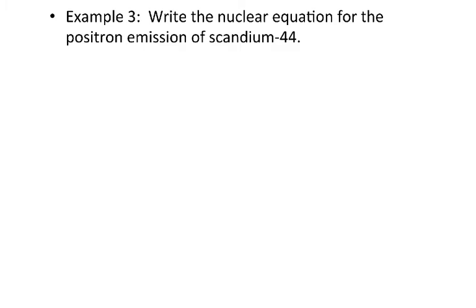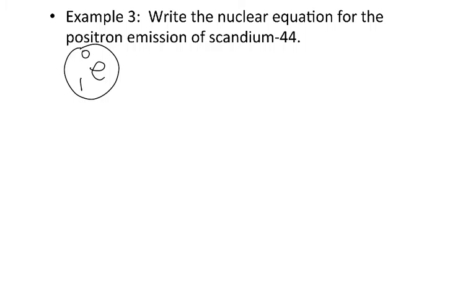Okay, so now they want us to write the nuclear equation for the positron emission of scandium-44. So we need to know what a positron is, right? A positron is the antiparticle of an electron. It's got the same mass, which is basically negligible, right? No protons or neutrons, so its mass number is 0. But where the electron is a -1, the positron is a +1. So this is the nuclear symbol for a positron.